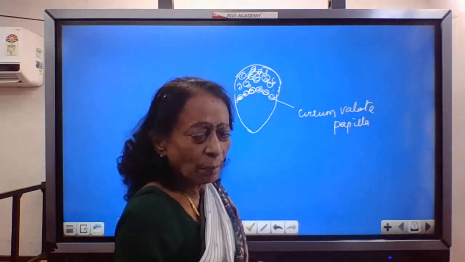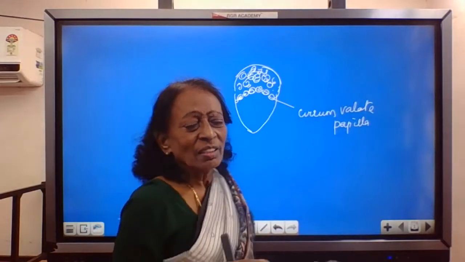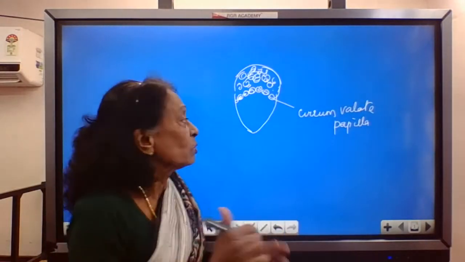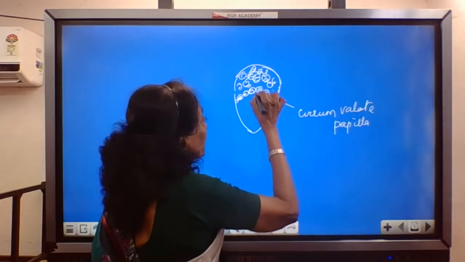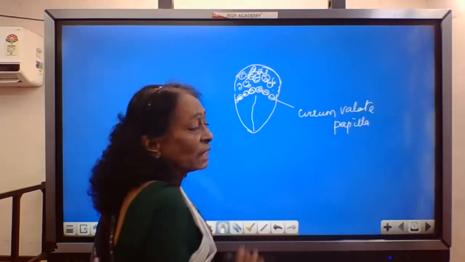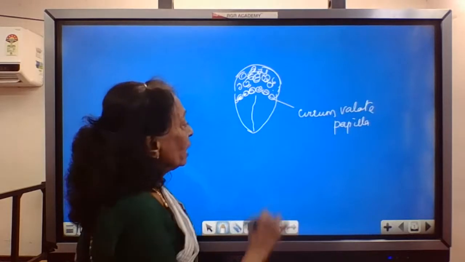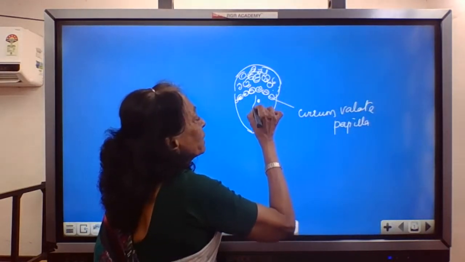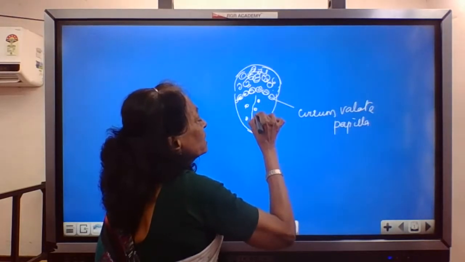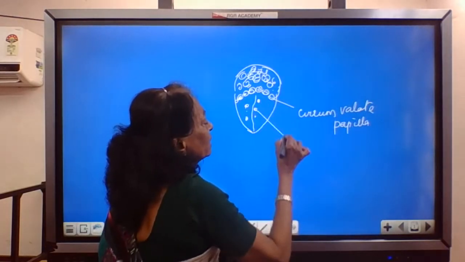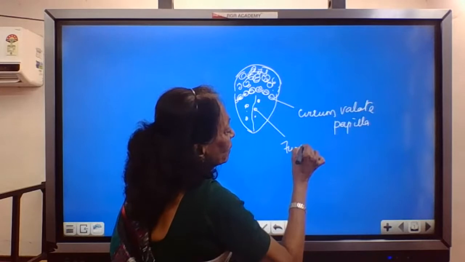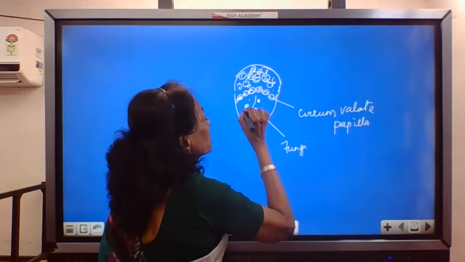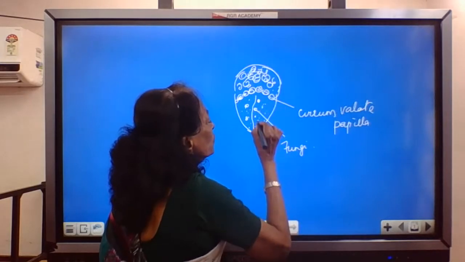Because they are in the upper layer of the tongue, the epidermis, there is some structure there, so the surface is not smooth, it is just elevated out. Right in the center of the tongue you will find a small groove, the sulcus terminalis. On either side of that you will find smaller, reddish papillae scattered here and there. This is called fungiform papillae. And all over the tongue, small white structures are scattered plenty. This is filiform.